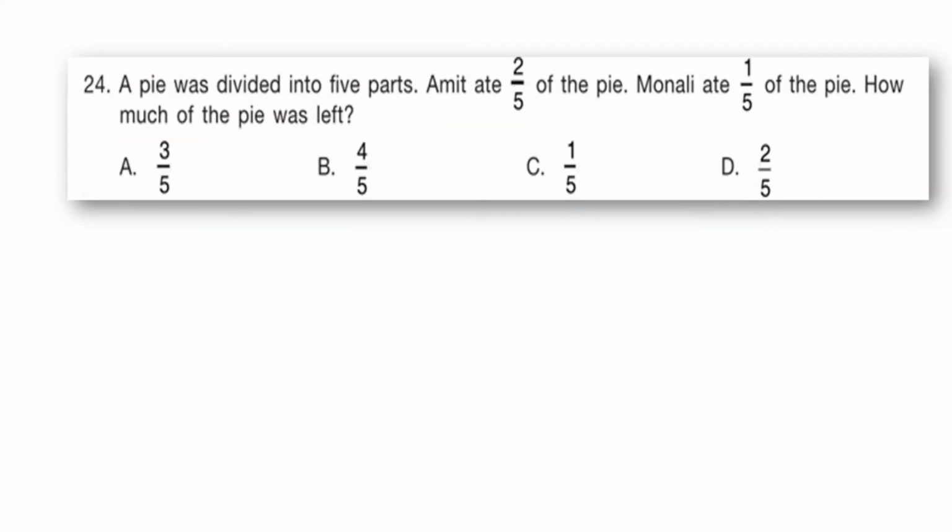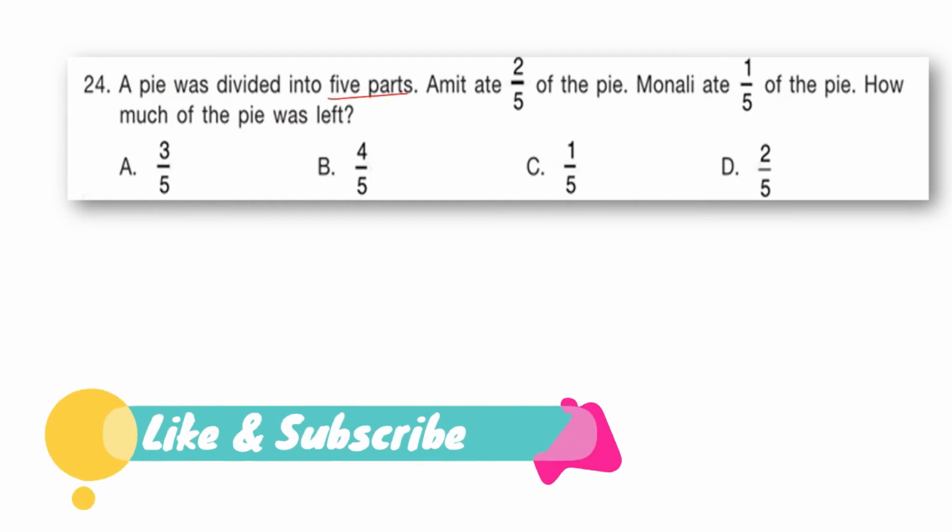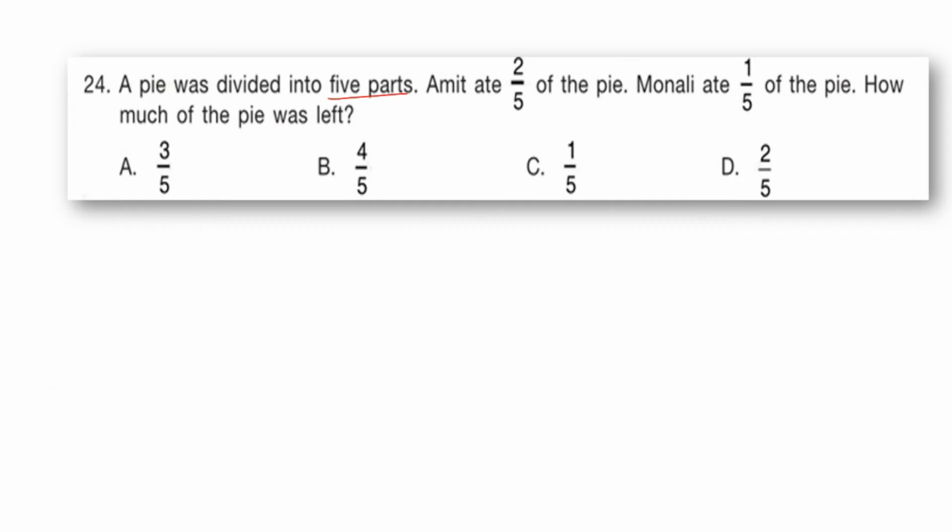Next question. A pie was divided into 5 parts. Amit ate 2 by 5 of the pie. Monali ate 1 by 5 of the pie. How much of the pie was left? Is it option A 3 by 5, option B 4 by 5, option C 1 by 5 or option D 2 by 5? Your time starts now.